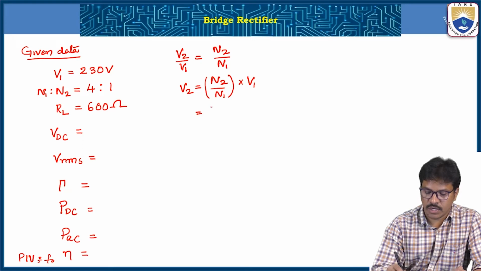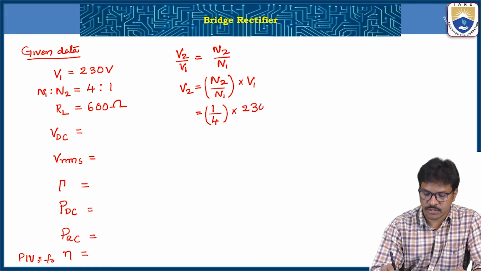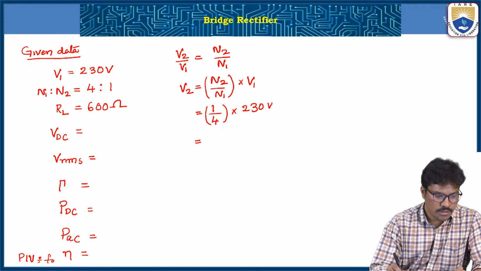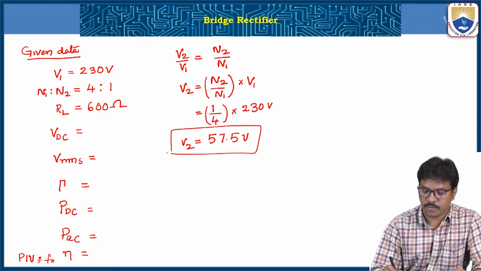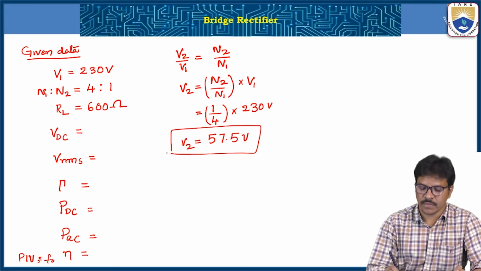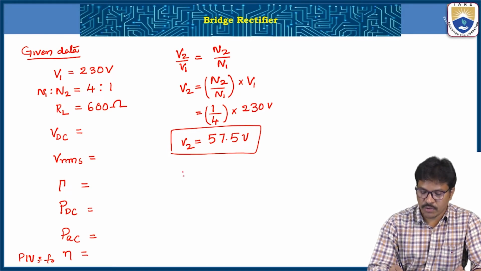N2 is nothing but 1, N1 is nothing but 4, into V1 equal to 30 volts. You will get 57.5 volts. V2 is equal to 57.5 volts. Then once we know V2, what is the maximum voltage available at the secondary coil?